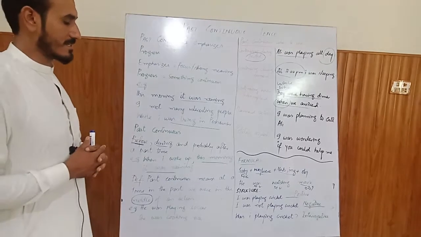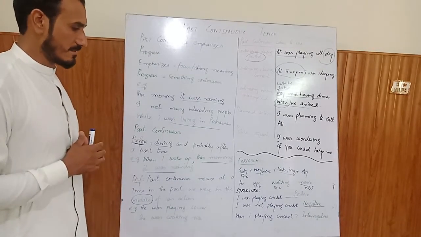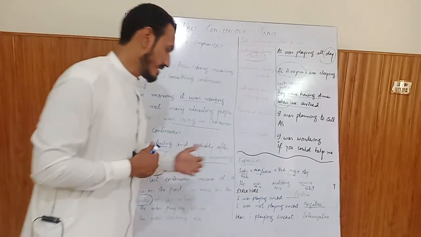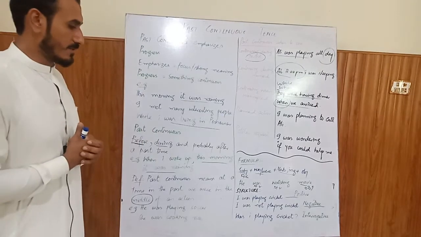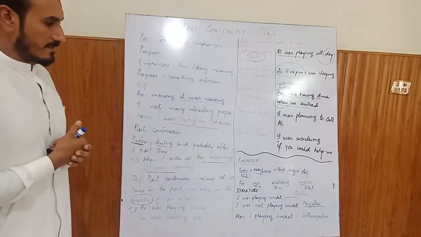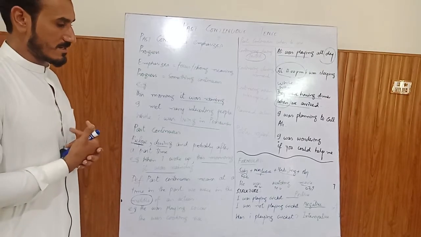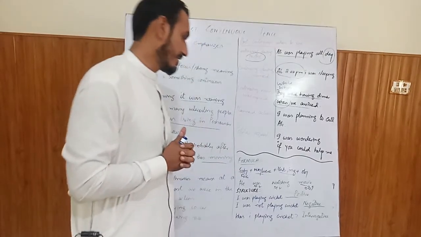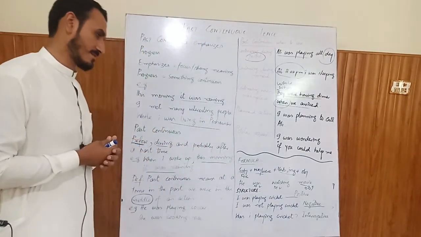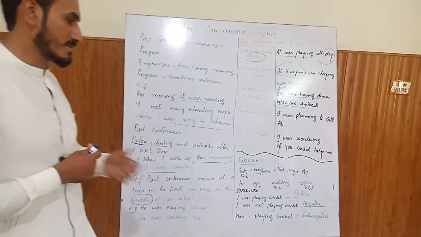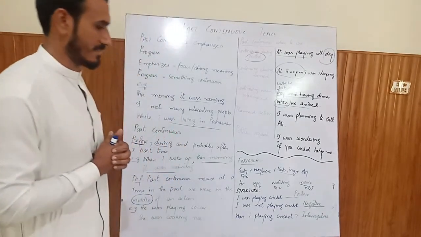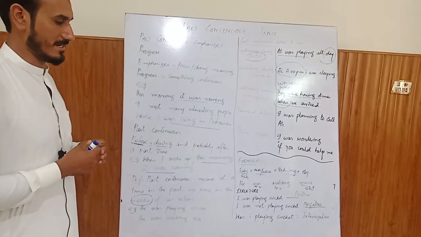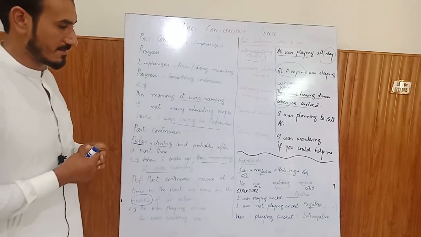For example, I was taking class. He was cleaning the room. So this is past continuous tense. What would be the structure of it? We have positive structure, negative structure, and interrogative structure. Positive. I was playing cricket. This is a positive sentence. Positive is also called affirmative sentence. Positive is British and affirmative is American.